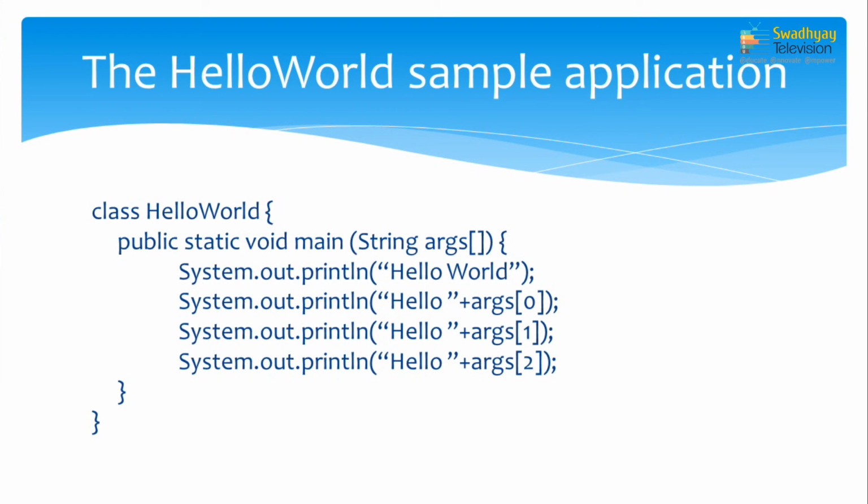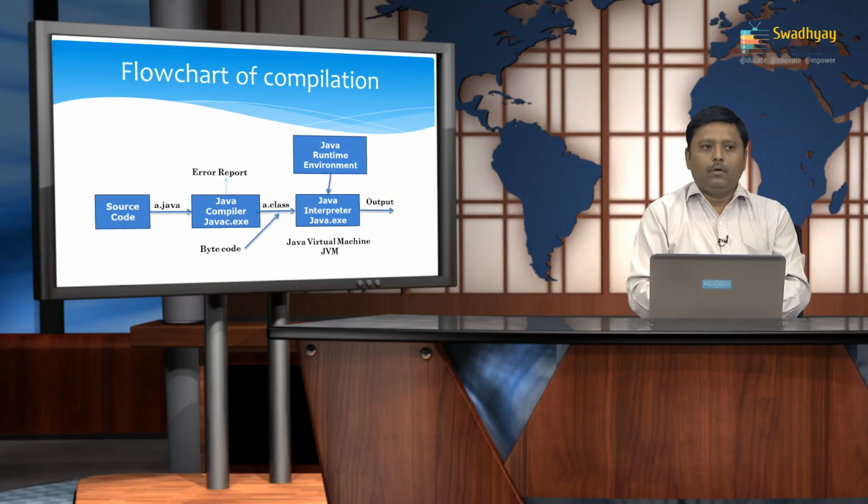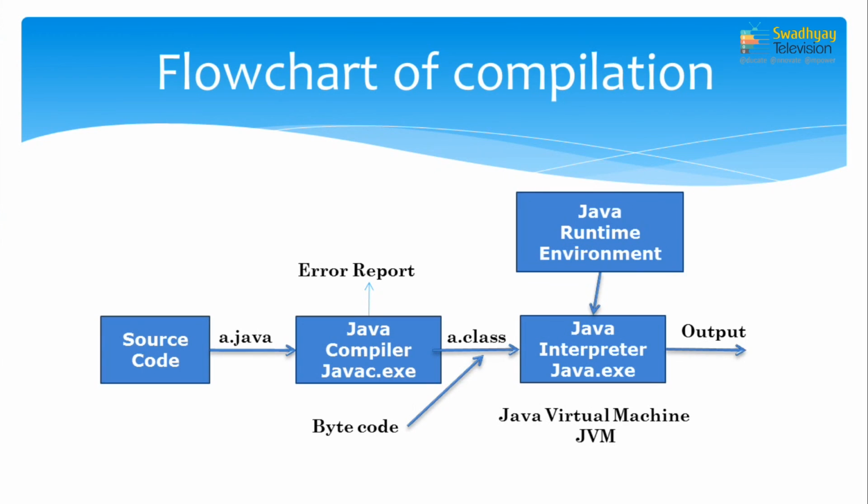So, here we write hello plus args[0], which means the first command line argument. Remember, all array indexes start with 0. So, our sample application takes a command line argument, and whatever is provided as a command line argument is displayed using System.out.println.